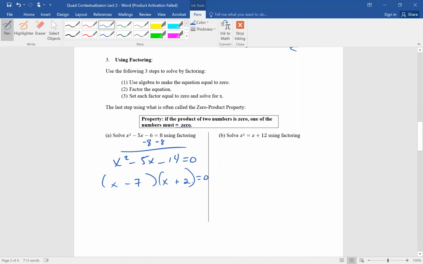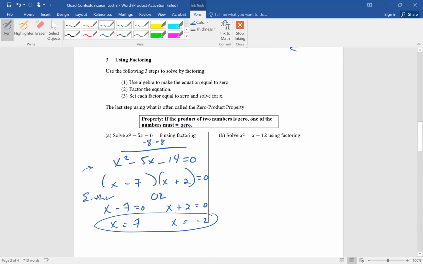You can pause the video and FOIL it out to always check to see if you can get back to the original function. But once that's there, you can say either x minus 7 equals 0, or you set the two factors equal to 0, because for you to have a product that multiplies to 0, one of them has to equal 0. So here are my solutions. Okay, so those are answers for those, and you can always check your answers to make sure they're correct.